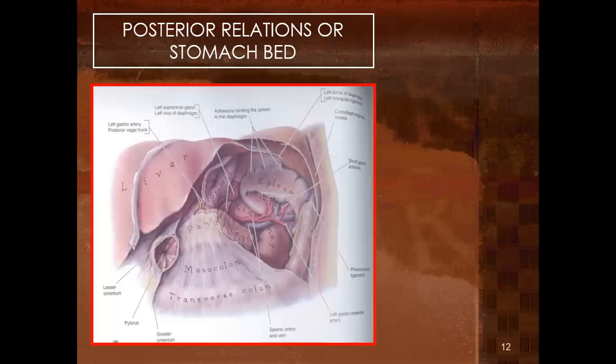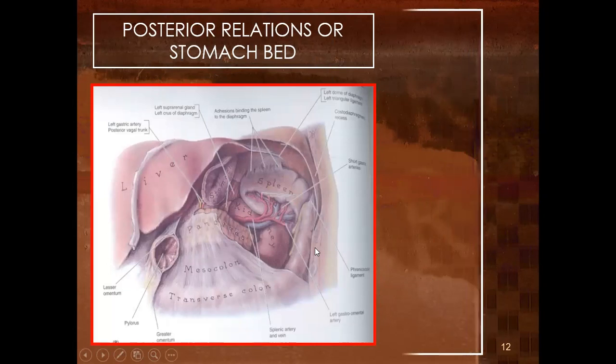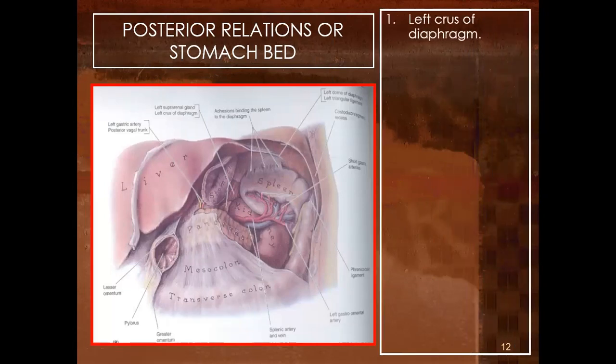Now coming to the posterior relations of the stomach, which is also called the stomach bed. Usually it will be called the stomach bed, or the posterior relation. So it is the bed on which the stomach will lie down. Okay, so here the stomach has been removed so that you can see the stomach bed, or on which structures it will lie. Okay, so one is the left crus of the diaphragm. If you see here, this is the left crus of the diaphragm, as well as the left suprarenal gland.